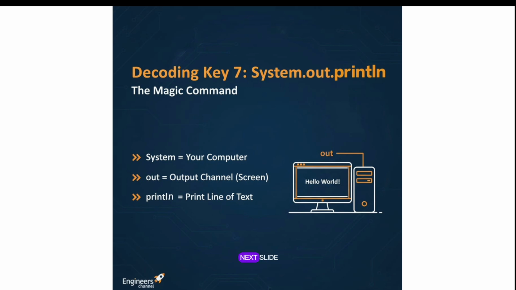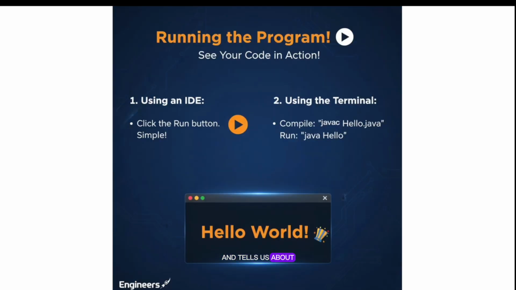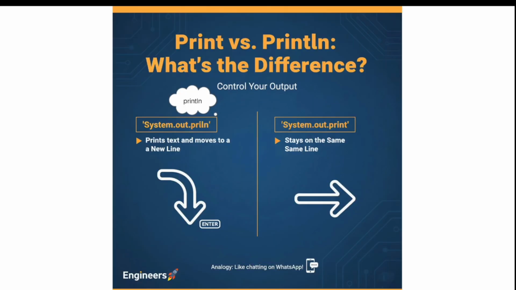Now move to the next slide, which is very fantastic and tells us about something new. Here we see how to run the code using an IDE. Next, another fantastic thing: print and println. What is the difference between them? When we use println, our cursor moves to the next line, and when we use print only, the cursor stays on the same line.